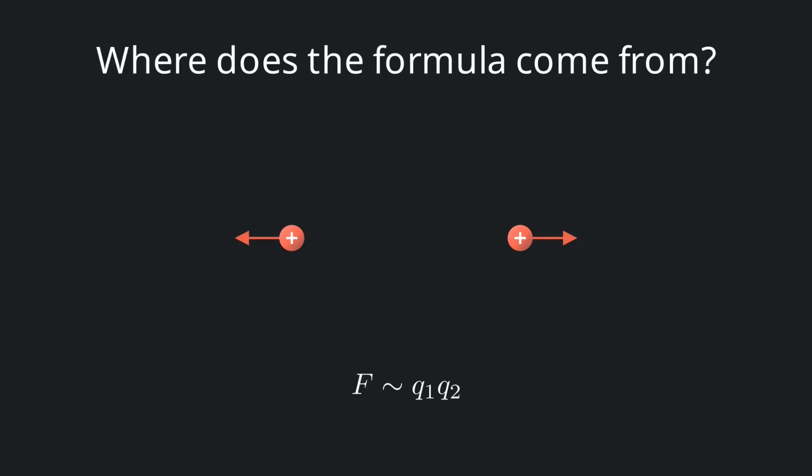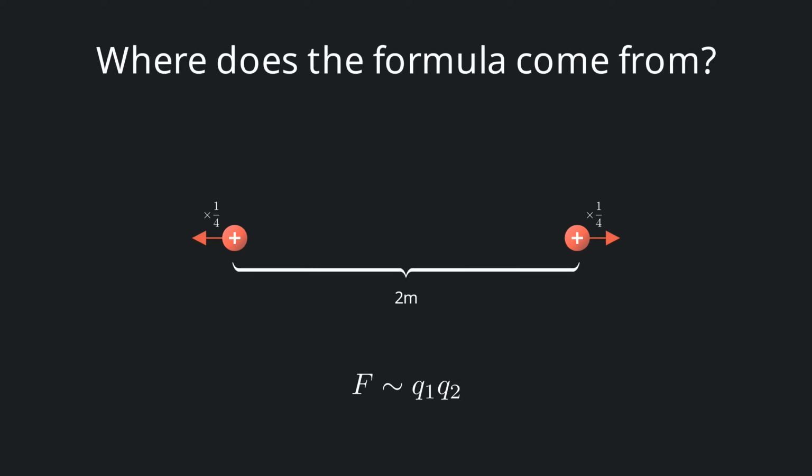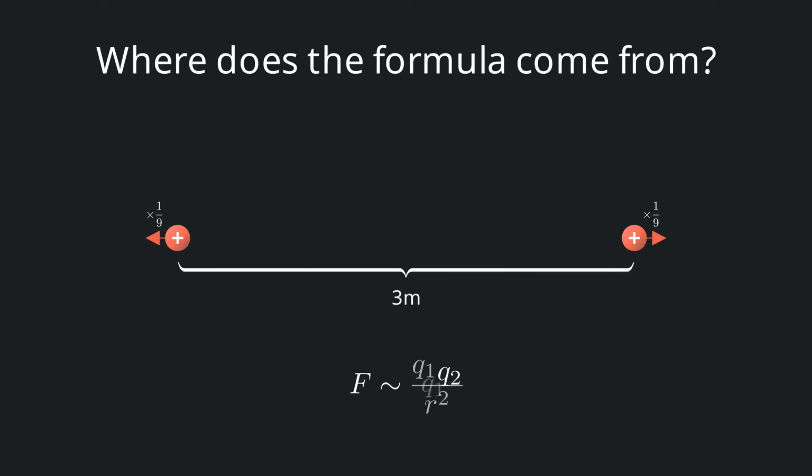Now if we increase the distance, we will here see that the force decreases with a factor of 1/4. And if we increase the distance to 3 meters, we will see that the force gets smaller by a factor of 1/9. And just by doing these kinds of experiments, you will figure out that the force has to be proportional to Q1 times Q2 divided by r squared.